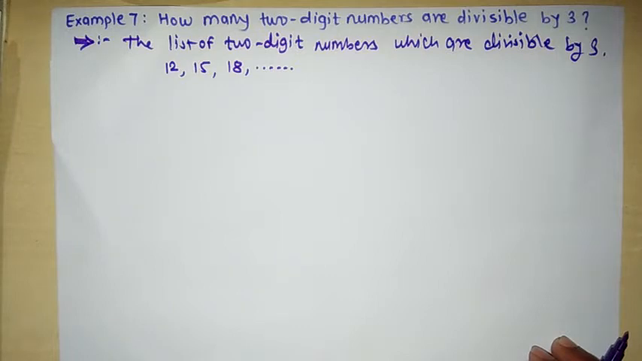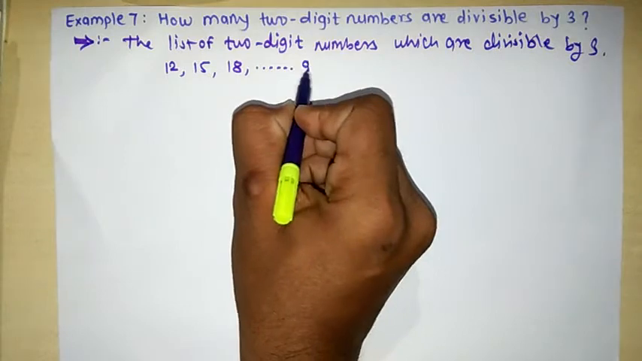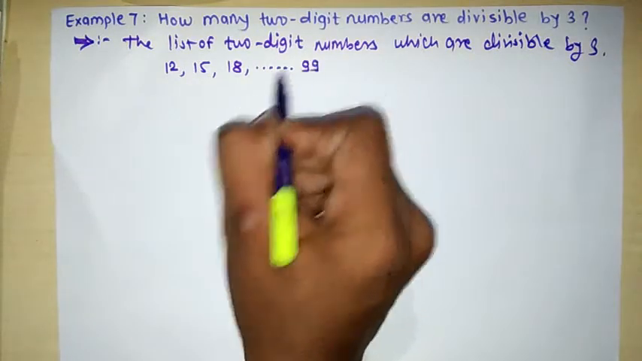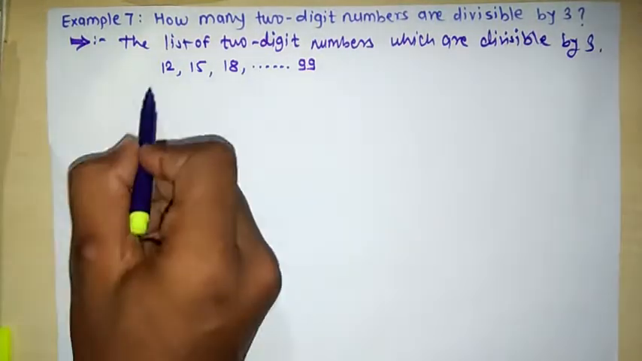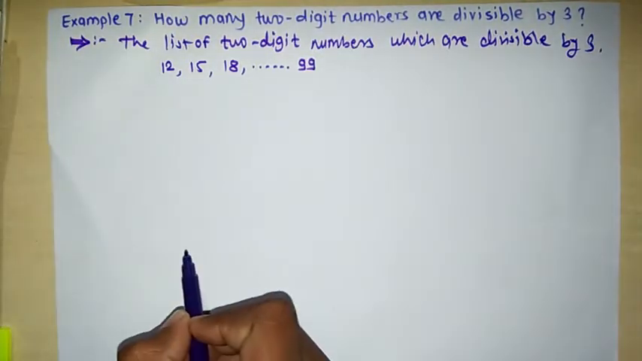Now check. The largest two-digit number is 99, which is near to 100. Now check whether 99 is divisible by 3. Yes, 99 is divisible by 3. Therefore, the largest two-digit number which is divisible by 3 is 99. We know the first term is 12 and the last term is 99.